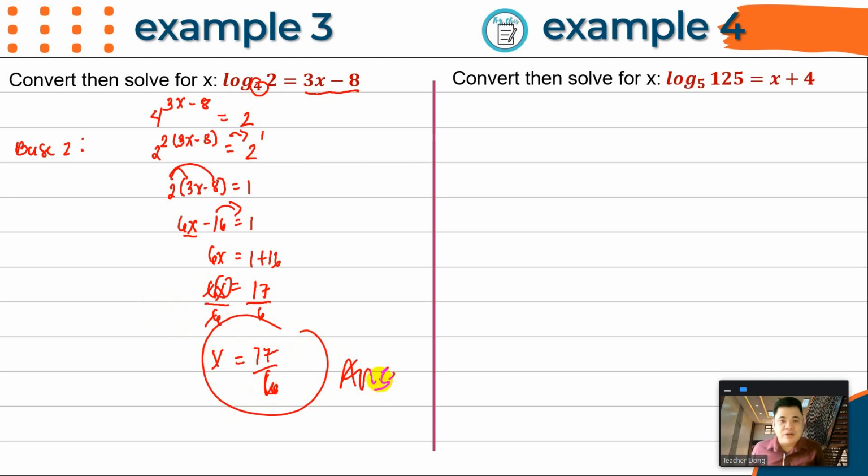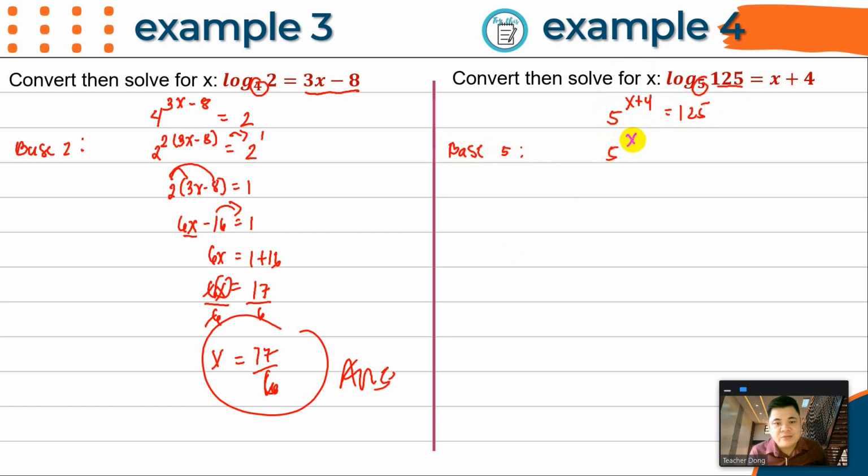Now let's have example number 4. Convert then solve for x. Logarithm of 125 base 5 equals x plus 4. So our main base is 5, of course. Raised to the power of x plus 4 equals 125. And then, of course, 5 is a prime number, so we can use the base of 5.